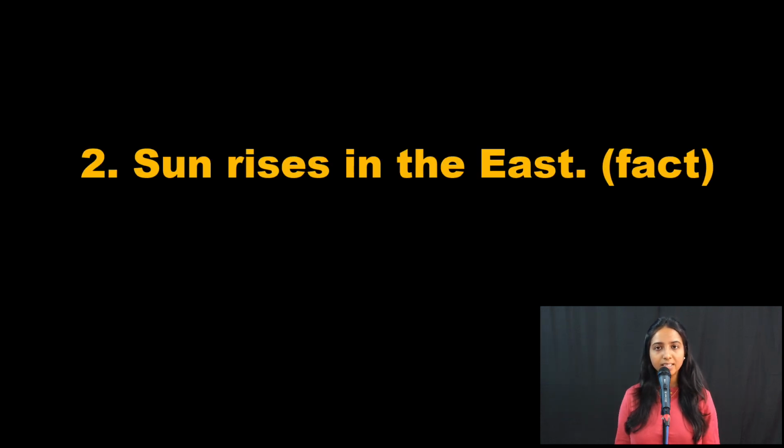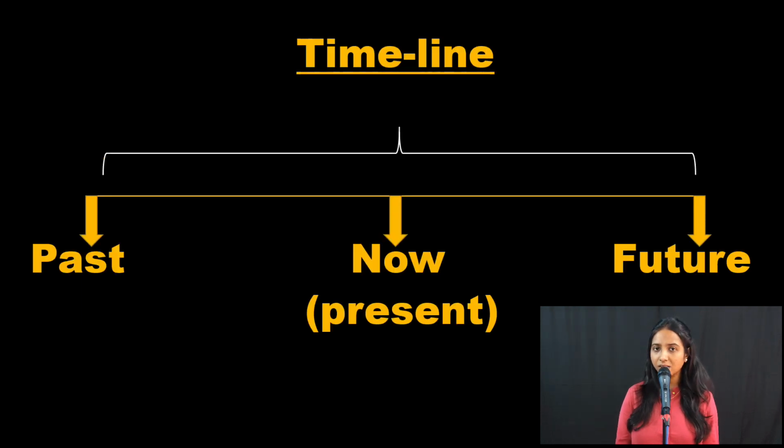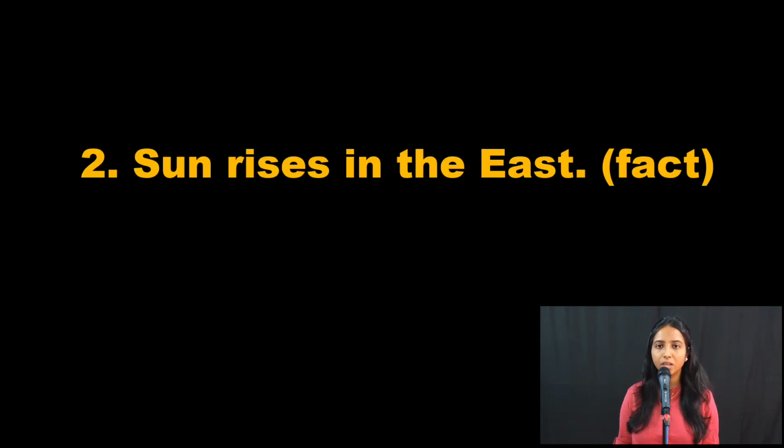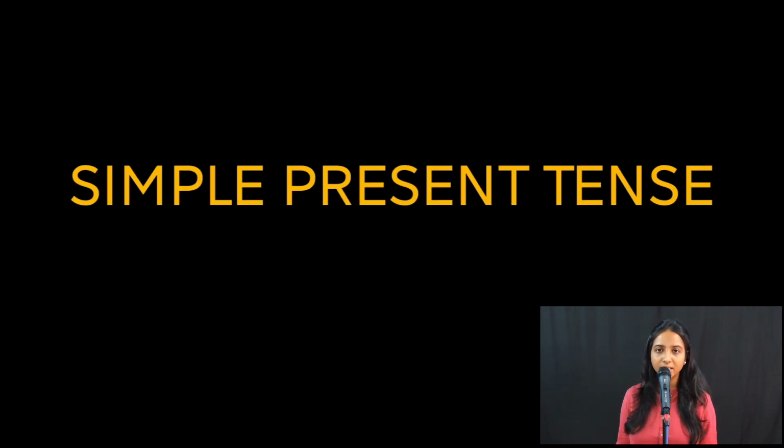The sun rises in the east. The sun used to rise in the east in the past, in the present, and will always rise in the east, even in the future. So it becomes a fact. Thus, it is simple present tense.